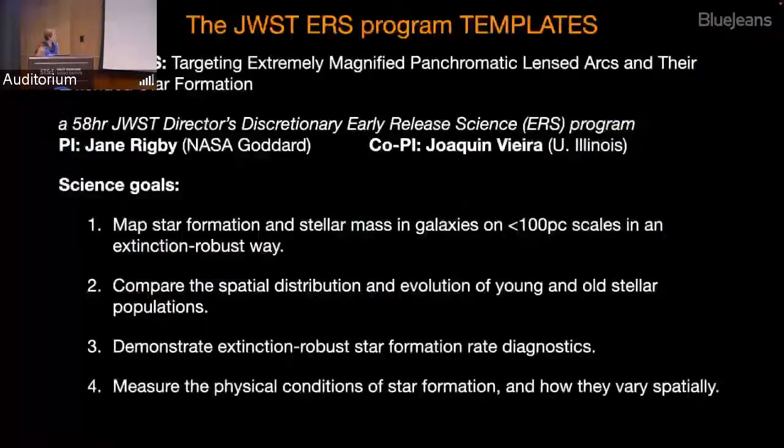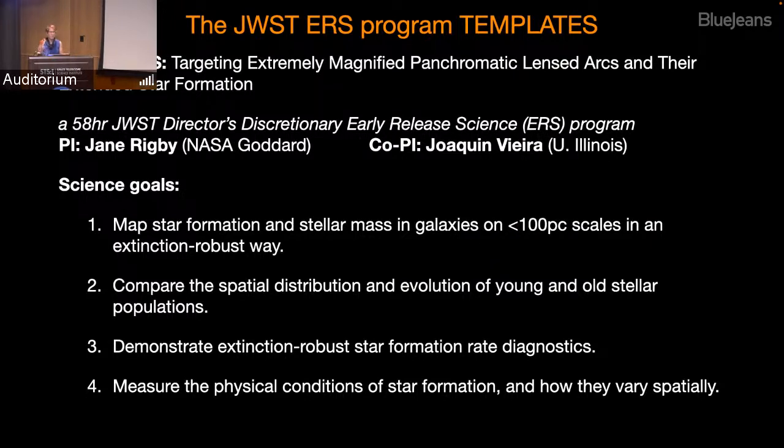Okay, great. So as one of the ERS programs, the Early Release Science programs, for cycle 1, we put together a program with the tortured acronym TEMPLATES, targeting extremely magnified panchromatic lens arcs and their extended star formation, which was basically a, hey, let's look at 4 of the brightest, best known lens galaxies with the IFUs as well as the imagers because it's cheap, and really try to understand both what's going on in terms of the star formation and how do we make the measurements? How do we deal with IFU data with JWST?